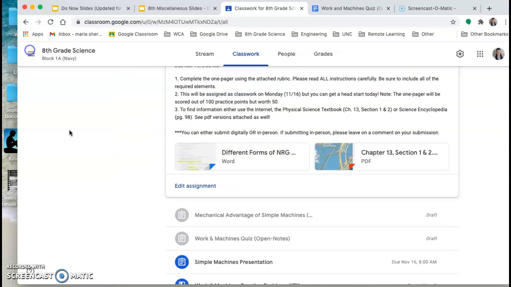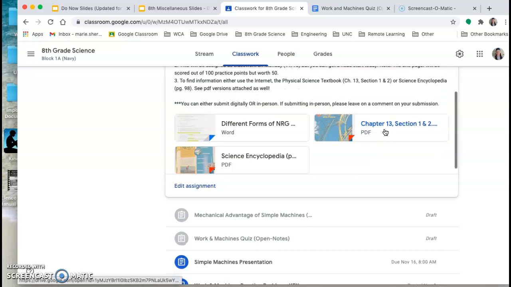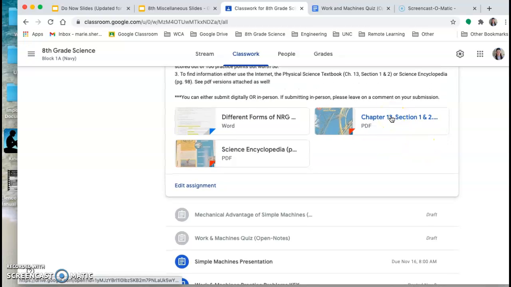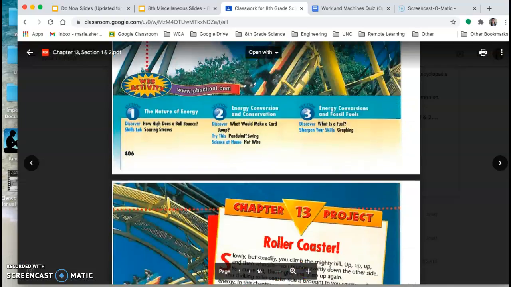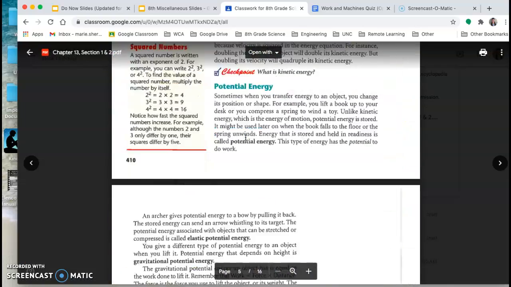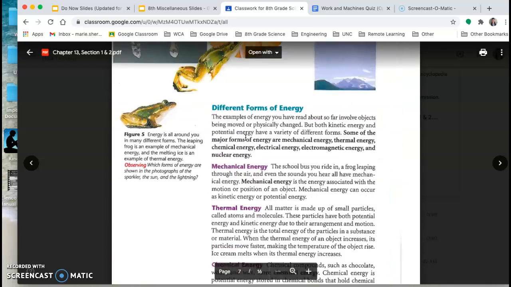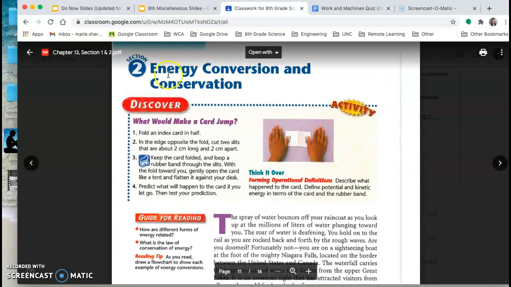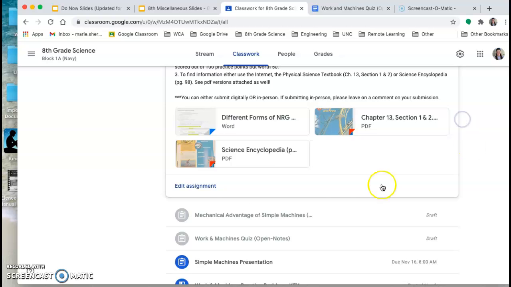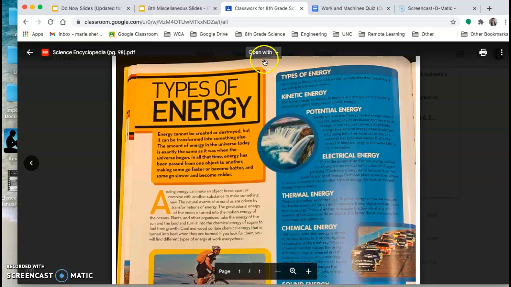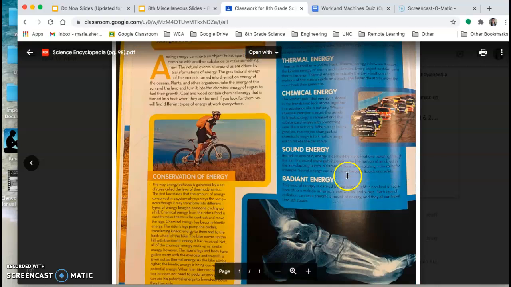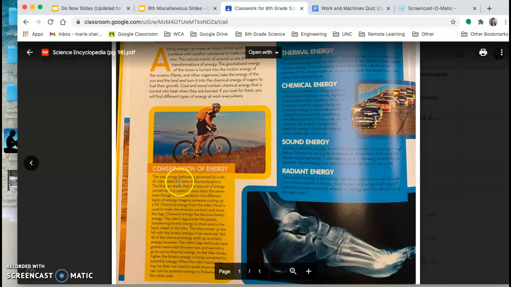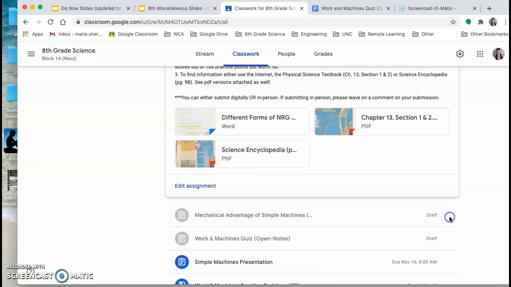Otherwise, in order to find the information for your one-pager, you have a couple of options, one of which would be to read through Chapter 13 of the textbook, Section 1 and 2, and you'll see that this is going to include definitions for the forms of energy with examples, and then Section 2 will include your definitions for energy conversion and conservation. We do have a science encyclopedia within the classroom, so I found this page within it, and that also nicely includes some definitions for the different forms of energy and conservation of energy. And then lastly, you can always use the internet to gather this information as well.